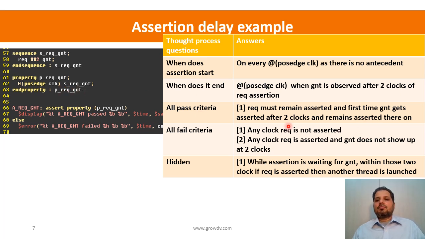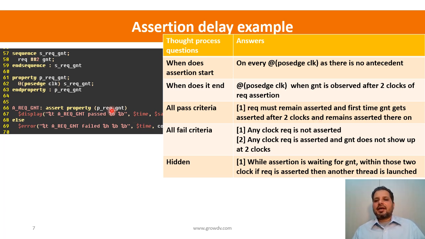Now we might imagine a waveform in our mind: the request gets asserted for 1 clock, then 2 clocks no activity is happening, on the third clock grant is asserted, and we think, yeah, that is an ideal case where this particular property will pass.